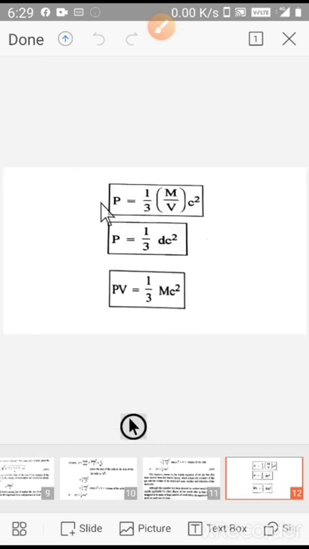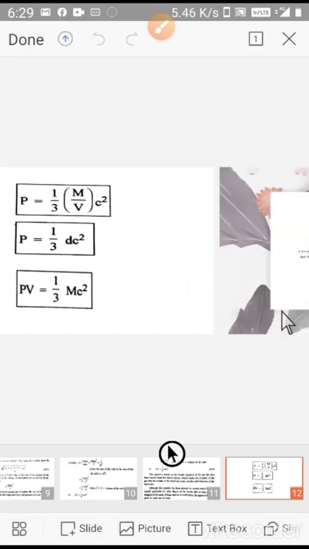The kinetic gas equation can also be written in other forms. The three forms are given in the figure. Pressure is equal to 1 by 3 mass upon volume into c square. Since mass upon volume is equal to density, therefore pressure is equal to 1 by 3 density into c square, or PV is equal to 1 by 3 mc square. So these are the three forms in which the kinetic gas equation can be written.